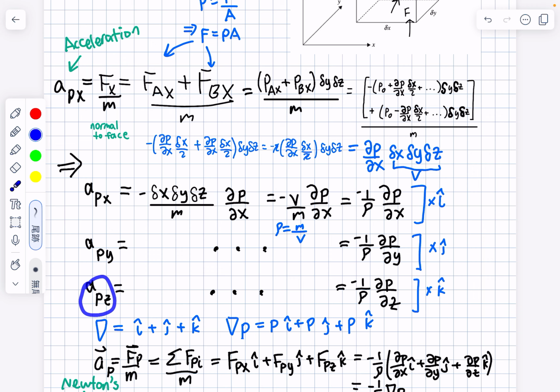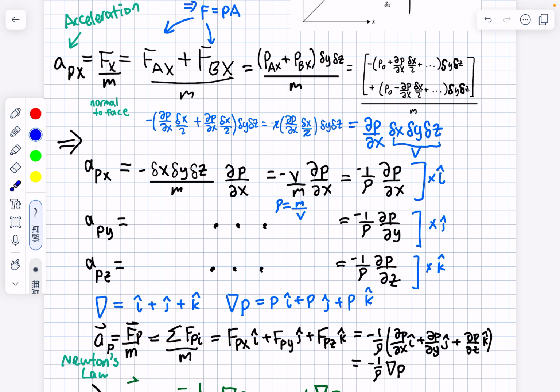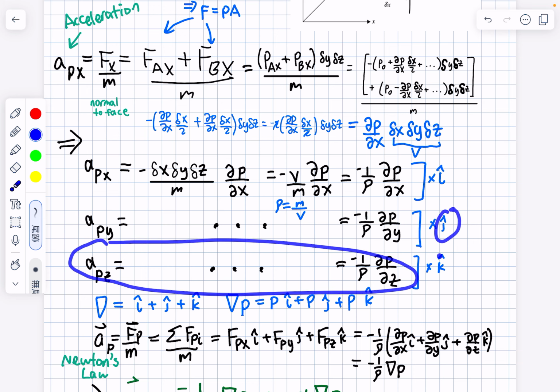In the z direction, we'll get the same thing except it's partial z, and each of these rows is for a specific direction. This is for the x direction, which we denote with the unit vector i hat, this equation will be in the y direction, so j hat, and this will be in the z direction, so k hat.